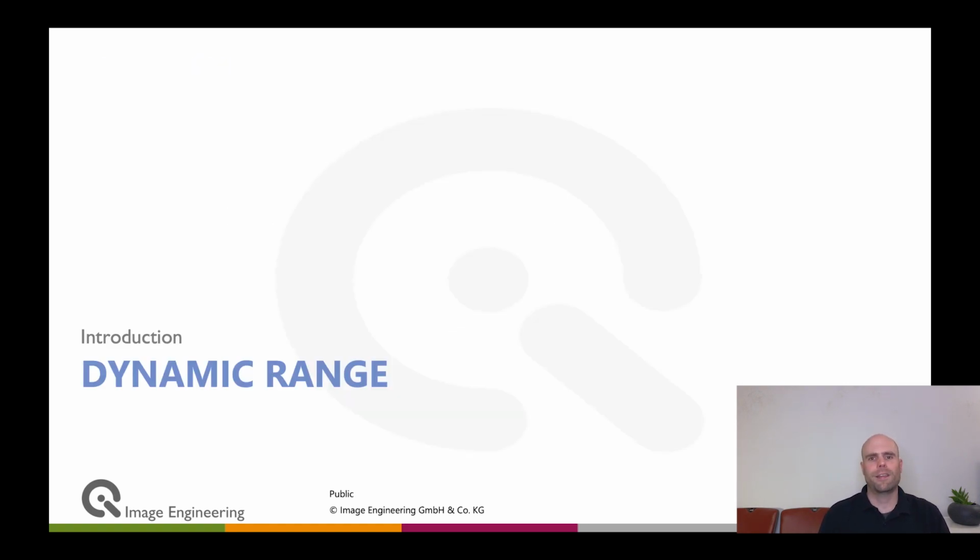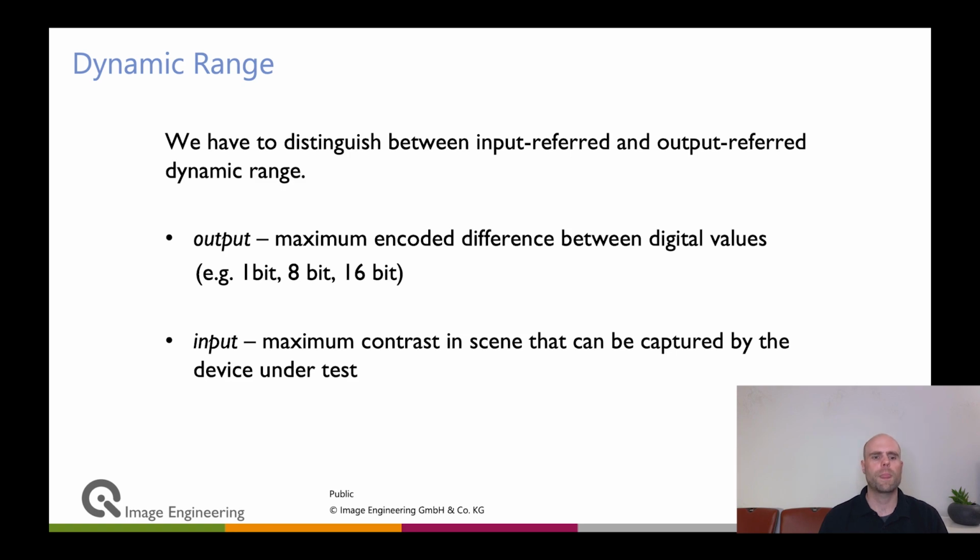Okay, that's the visual noise. Now I want to talk a little bit about dynamic range, or how dynamic range is measured. First of all, also very important, we have to differentiate which dynamic range we are actually talking about. There is the input referred dynamic range and the output referred dynamic range.